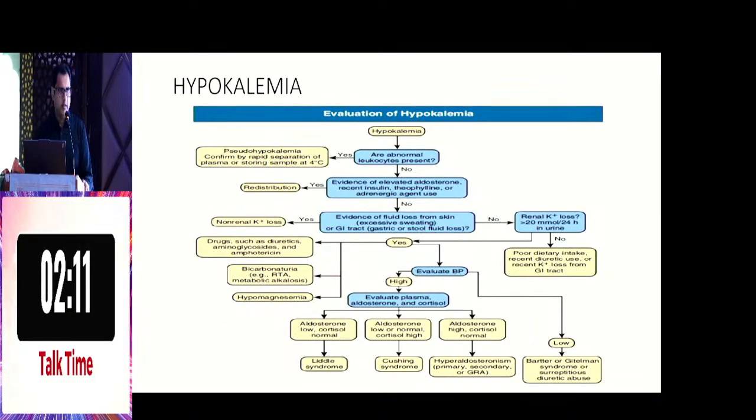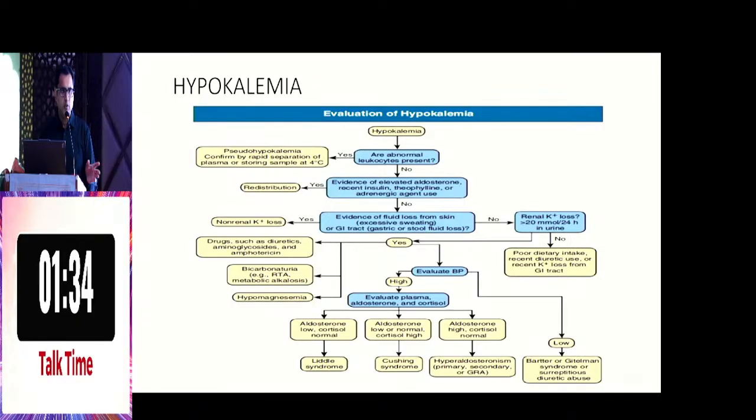Now, hypokalemia. Hypokalemia we need to treat fast because patients develop worrisome symptoms which can be life-threatening. So while evaluating hypokalemia, first we have to rule out pseudo-hypokalemia, which happens if there are abnormal leukocytes present and if the sample is not stored properly, if the storing temperature is high, if the sample is stored in the heat. Then second, we have to check for redistribution, whether the patient has been given any recent high dose of insulin, any theophylline, or if there is an elevated aldosterone level.